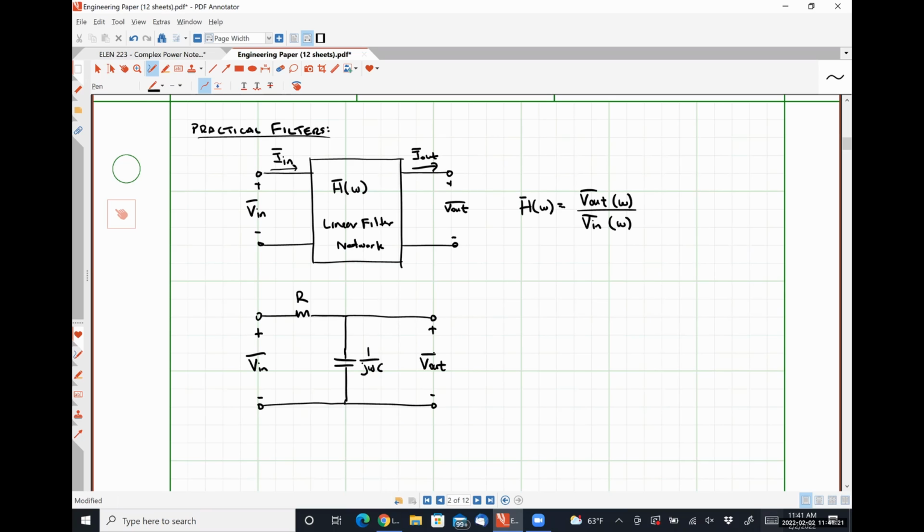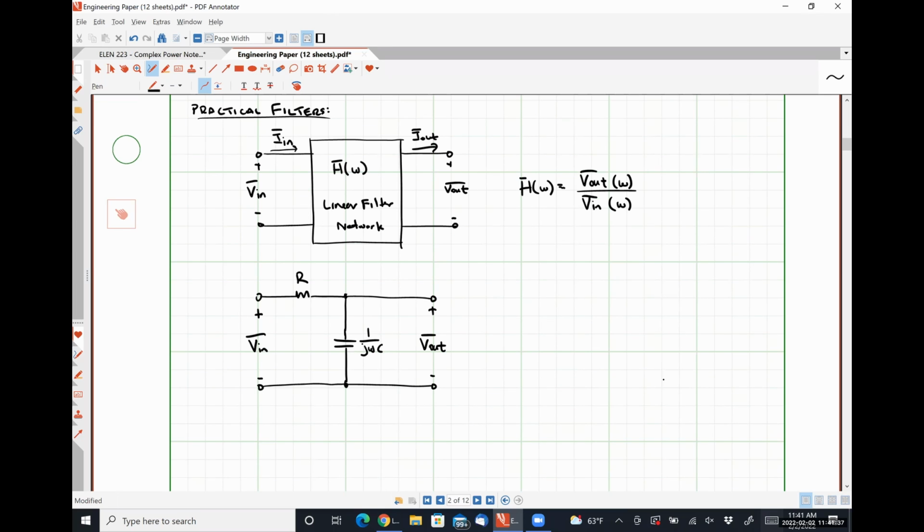Okay. So I want to walk you through the overly complicated steps of determining the transfer function here. Okay. Using voltage division, we can see that V out is V in times 1 over j omega C divided by R plus 1 over j omega C.